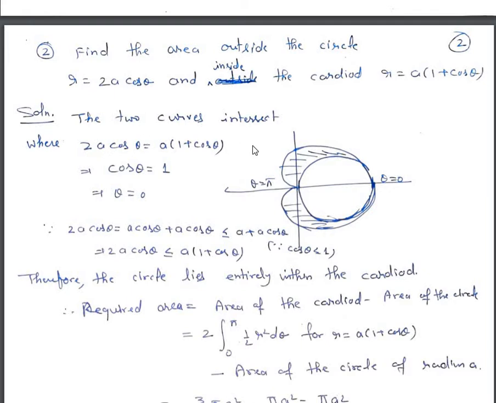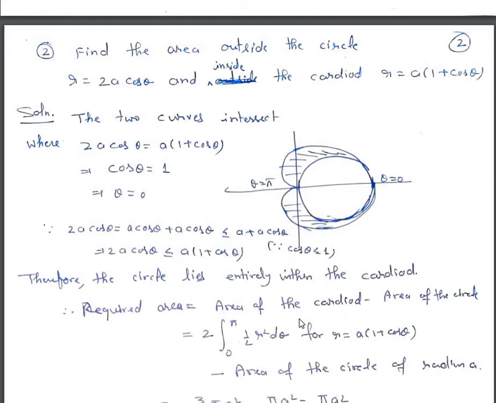So the two curves intersect where 2a cos theta is equal to a into (1 plus cos theta). That means cos theta is equal to 1, that means theta is equal to 0. Moreover, 2a cos theta can be written as a cos theta plus a cos theta, which is always less than or equal to a plus a cos theta, because the maximum value of cos theta can be 1. That means 2a cos theta is always less than or equal to a into (1 plus cos theta). Therefore the circle lies entirely within the cardioid. So therefore the required area is the area of the cardioid minus the area of the circle.